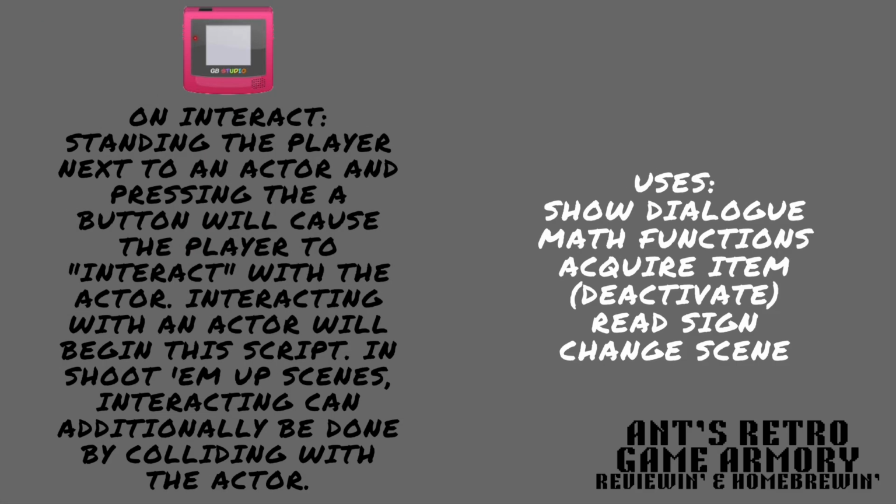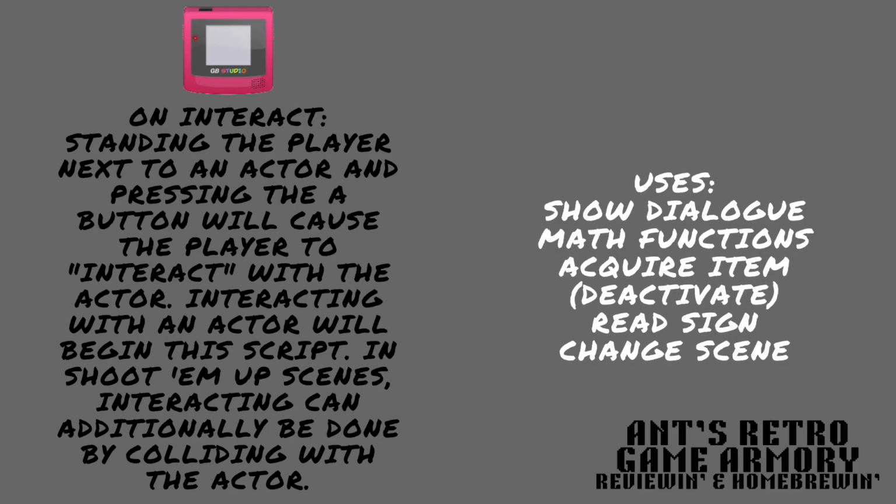Okay, next we have on Interact. Standing the player next to an actor and pressing a button will cause the player to interact with the actor. Interacting with an actor will begin the script. In shoot 'em up scenes, interacting can additionally be done by colliding with the actor. So interact is very simple. If you've read the sign in Pokemon or picked up your Pokeball from Professor Oak, you have done on Interact. That's when you walk up to an item and you press A in most top-down games.